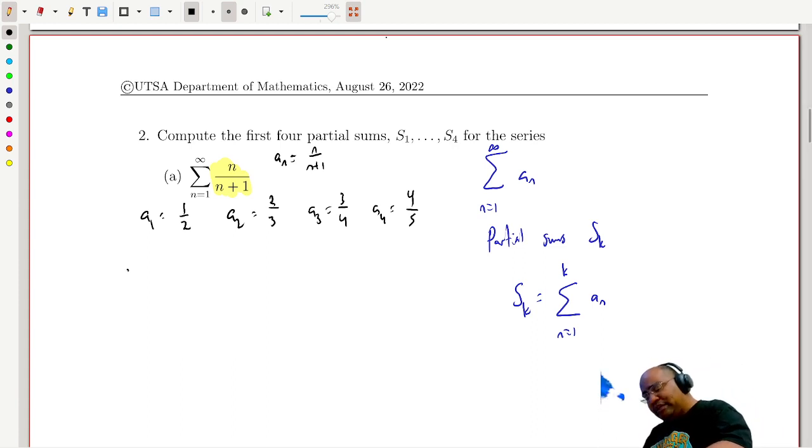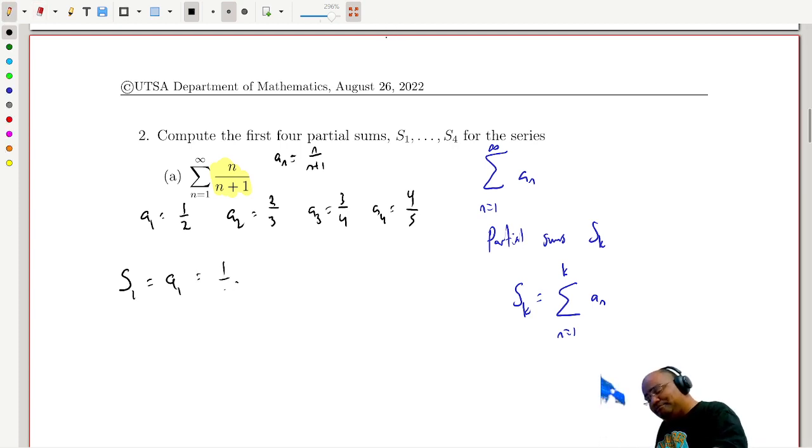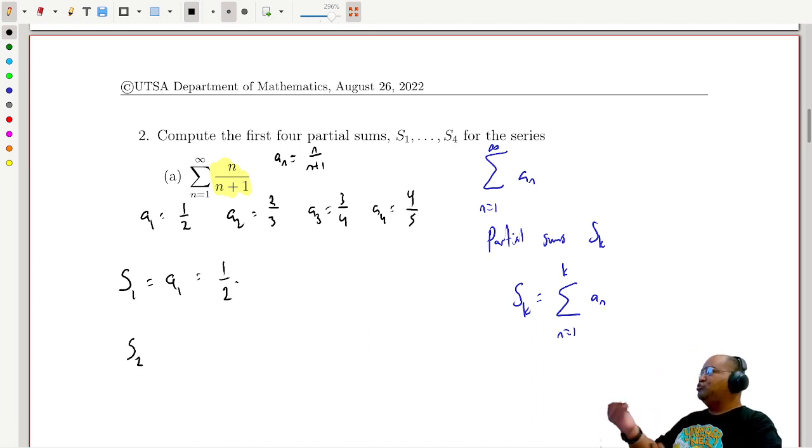So how do we think about S1, the first partial sum? Well, we're summing from n equals 1 to k, and in this case k is equal to 1. So we're summing from 1 to 1. What does that mean? That's literally just the first term. So our first partial sum is our first term, 1 half. Now what about our second partial sum? We need to add up the first two terms. We're summing from 1 to 2, so we need a1 plus a2.